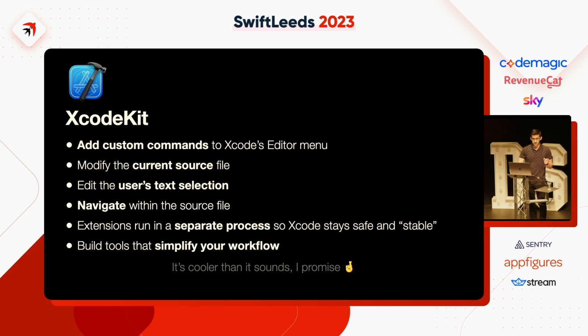So in a bit more detail, source editor extensions are effectively synonymous with XcodeKit, and they allow you to add custom commands to Xcode's editor menu. So you can modify the current source file, you can modify the user's selections, and you can easily navigate around within the source file. And extensions run in a separate process from Xcode, so it stays safe and stable. So what we'll do is start by looking at a few examples. We'll ramp up the complexity bit by bit, just so you can get a better idea of what's possible.